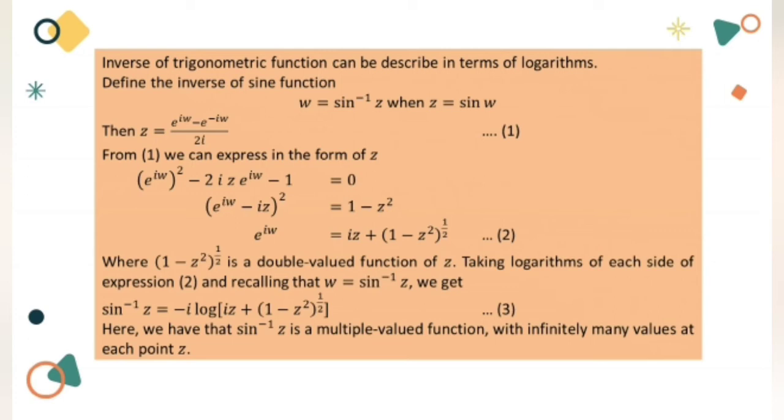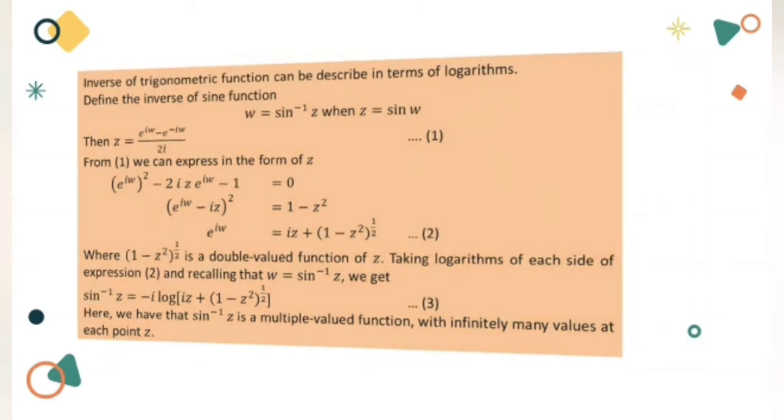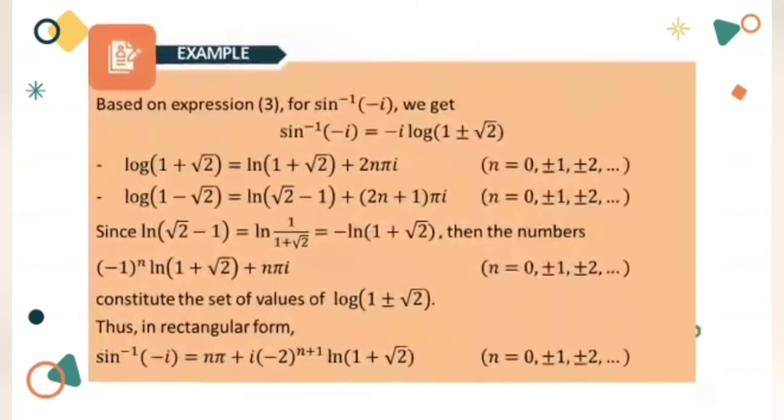Taking logarithms of each side of expression 2 and recalling that w equals inverse sine z, we get that inverse sine z equals negative i log of iz plus 1 minus z squared to the power of a half. Name it as expression 3. Here, we have that inverse sine z is a multiple valued function with infinitely many values at each point z.